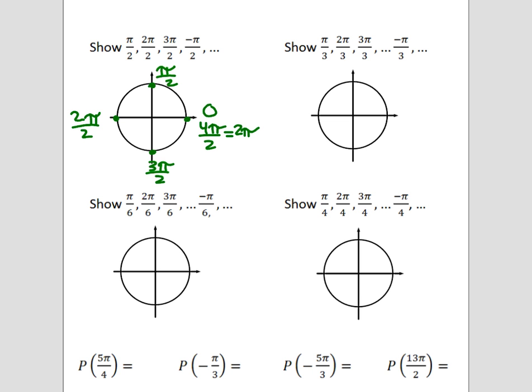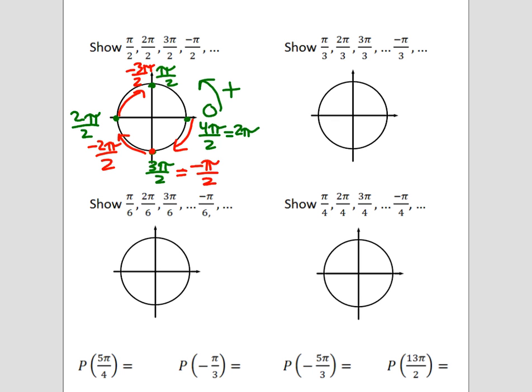Now, if I wanted to go backward, because remember when you're going counterclockwise, that's positive, so if I want to go negative, I'm going to go clockwise. So if I'm going down, then this point here, which was 3 pi over 2 in the positive, is also the same as negative pi over 2. And if I keep going that way, then that would be minus 2 pi over 2. If I keep going, minus 3 pi over 2, and so on.